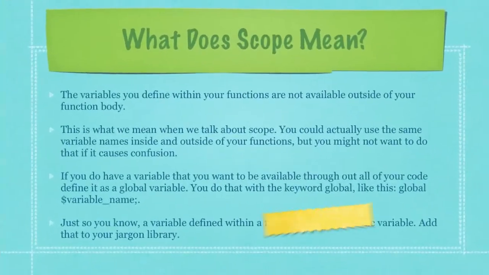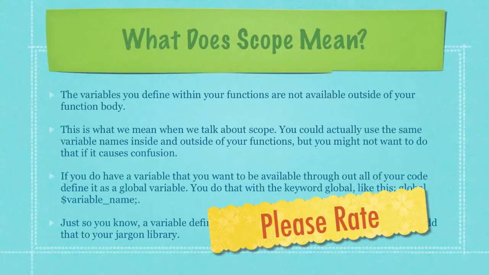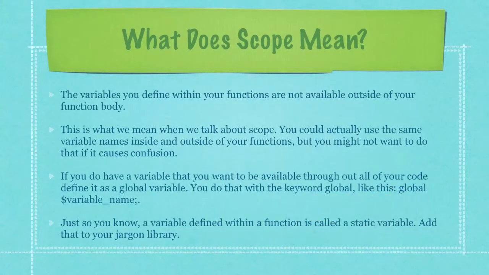The variables you define within your functions are not available outside of your function body. This is what we mean when we talk about scope. You could actually use the same variable names inside and outside of your functions, but you might not want to do that as it will cause confusion.